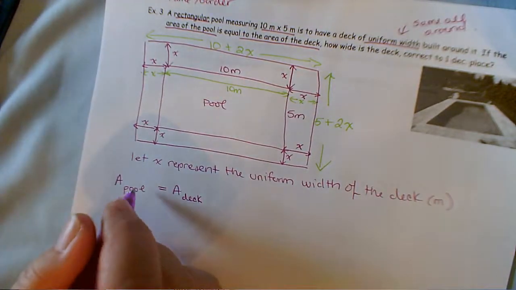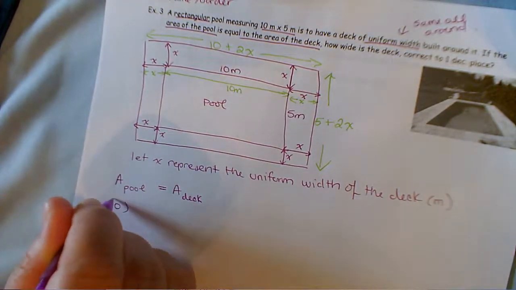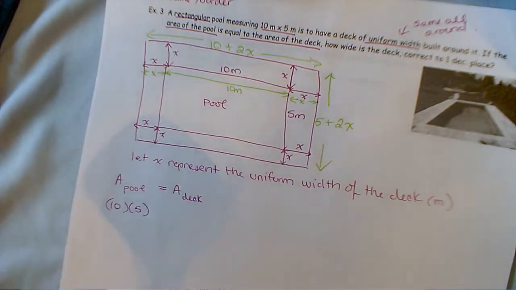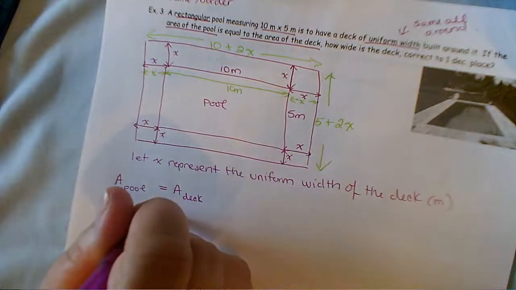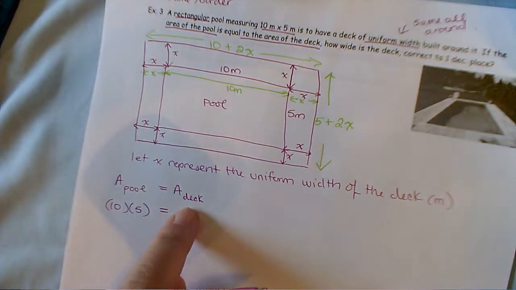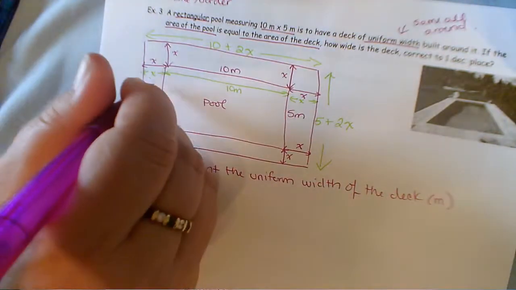So the area of the pool is easy, right? It's 10 times 5, right? Length times width. But the area of the deck, not so straightforward, because the area of the deck is just the border.